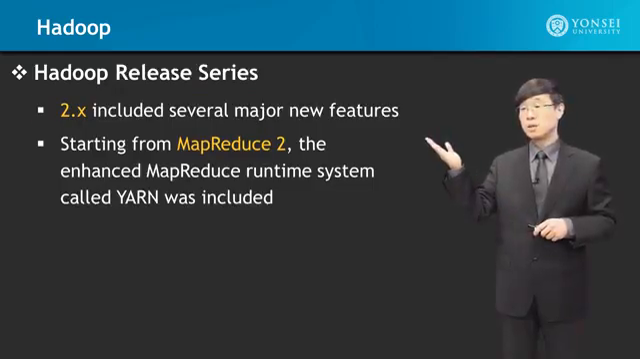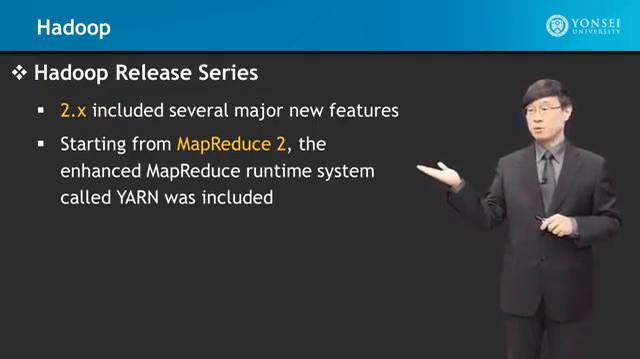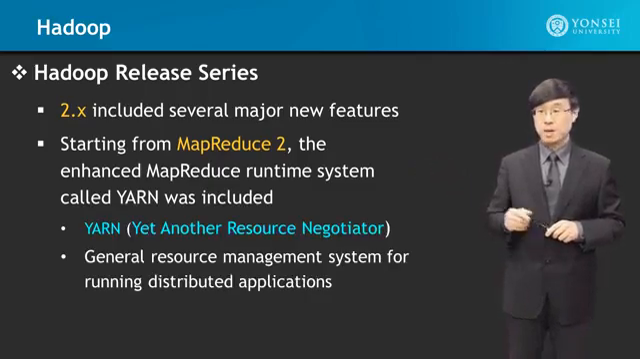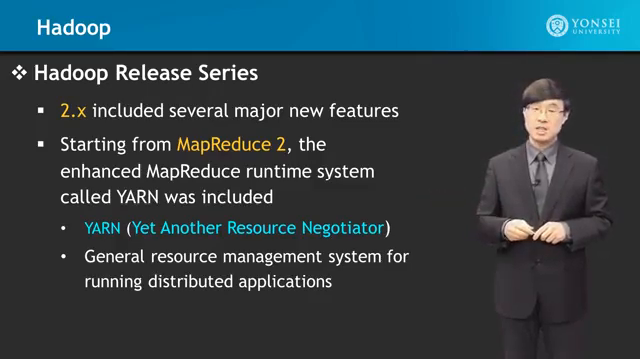The first one that we will look into is MapReduce 2. Starting with MapReduce 2, the enhanced MapReduce runtime system is called YARN. This was what was added. In the following examples, we will have more details and an example of YARN being used in HDFS.